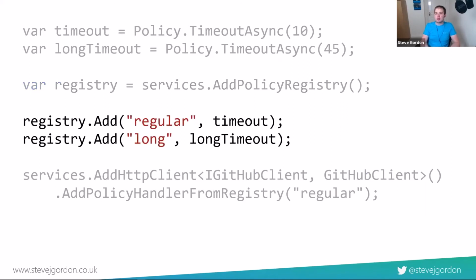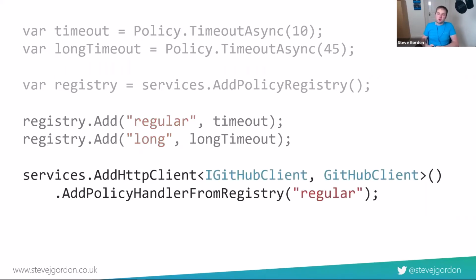We then can add the policies in on that registry and give them a name. And this means that wherever we need those in our application, we can just extract them by injecting the policy registry and then retrieving the policy. But it also means that when we set up the client, as we're doing here, we can say we want to add a policy from the registry. In this case, we define that we're using the regular timeout on this particular typed client. So this gives us that flexibility to couple these things together for our needs.